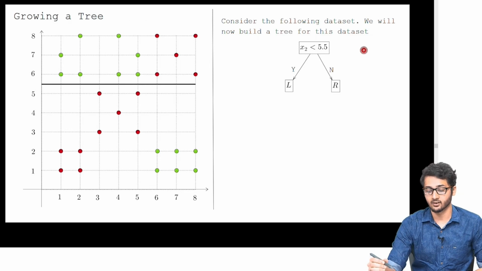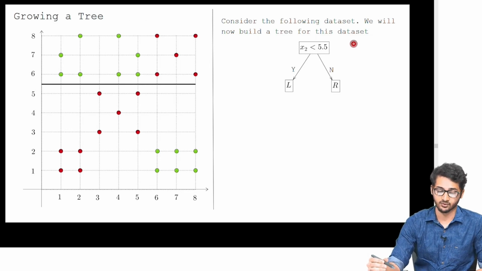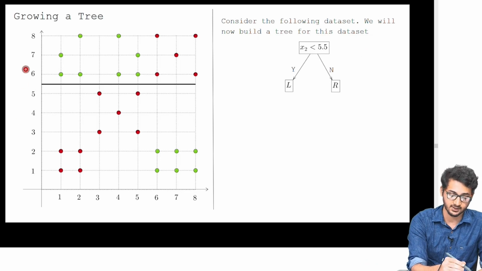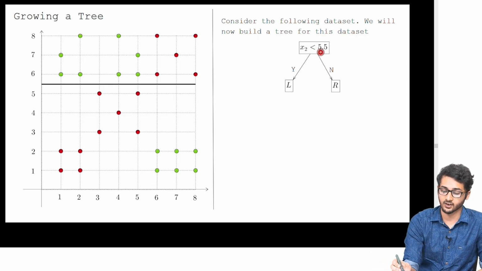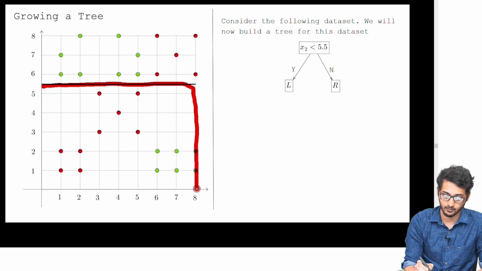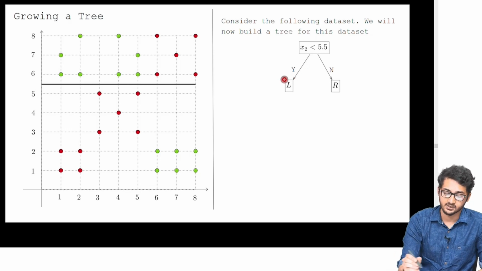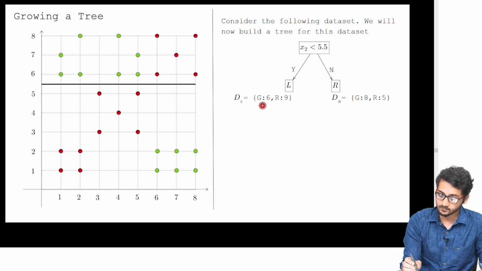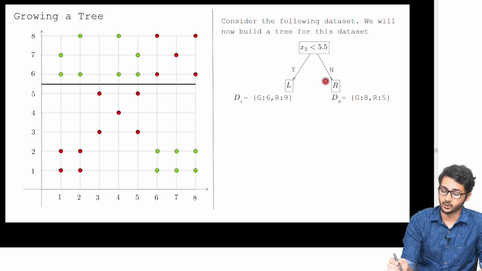The first question that we ask is x2 lesser than 5.5. As you can see, x2 is along this direction, and we ask if x2 is lesser than 5.5. The points that will say yes to it are the points that are within this area. Those that have answered yes, these points here, will come to the left child, and those that answer no will go to the right child. DL has 6 green points and 9 red points. Likewise, on this side, the ones that have answered no will have 8 green points and 5 red points.